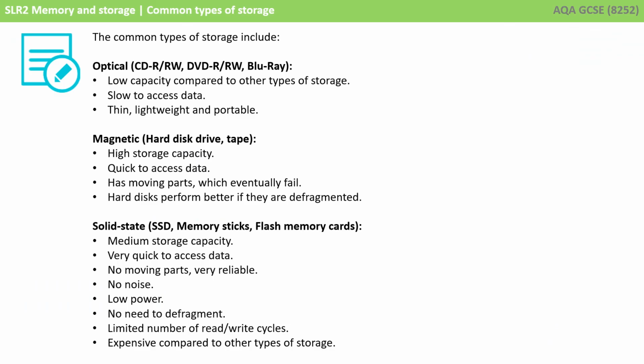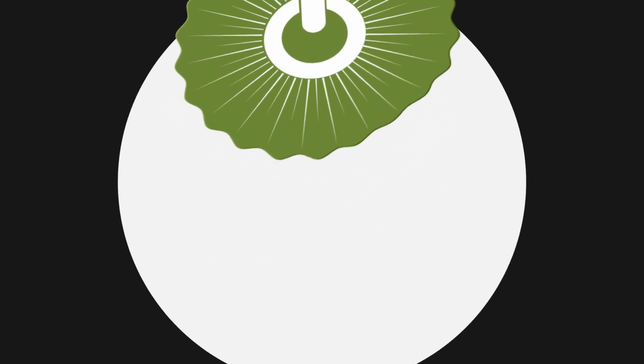So just to recap, the common types of storage include optical: low capacity compared to other storage, slow to access data, but thin, lightweight and highly portable. Magnetic devices: a very high storage capacity, quick to access data, but it has moving parts which eventually fail, and the hard disk performs better if it's defragmented. And solid state: medium storage capacity, very quick to access data, no moving parts, very reliable, no noise, low power, no need to defragment, but has a limited number of read-write cycles and is still expensive compared to other types of storage.